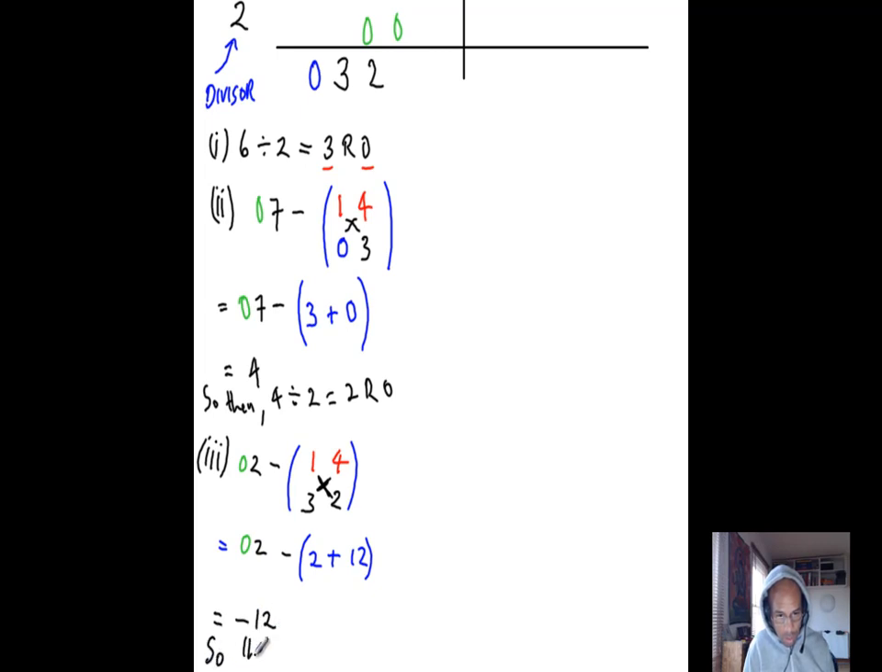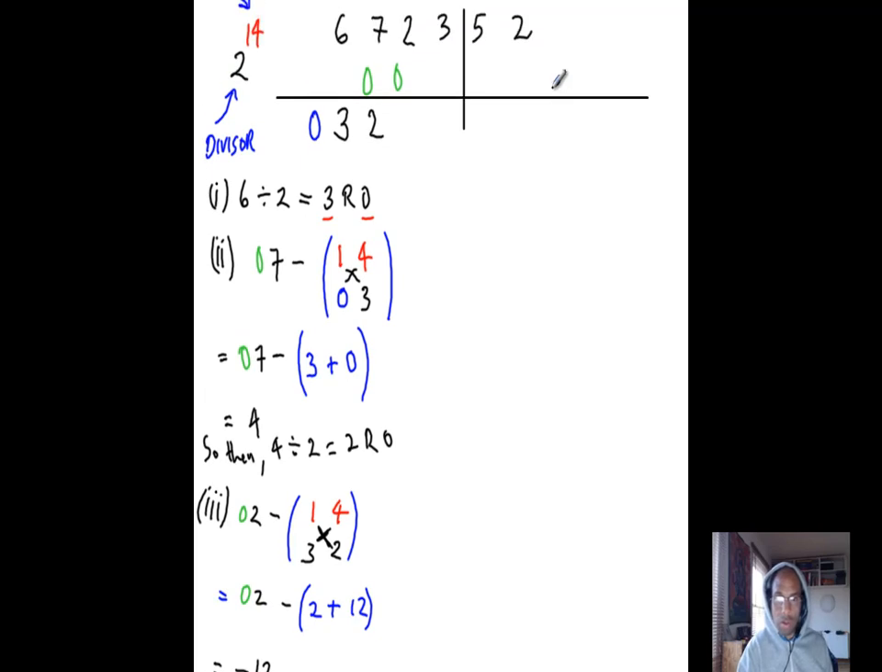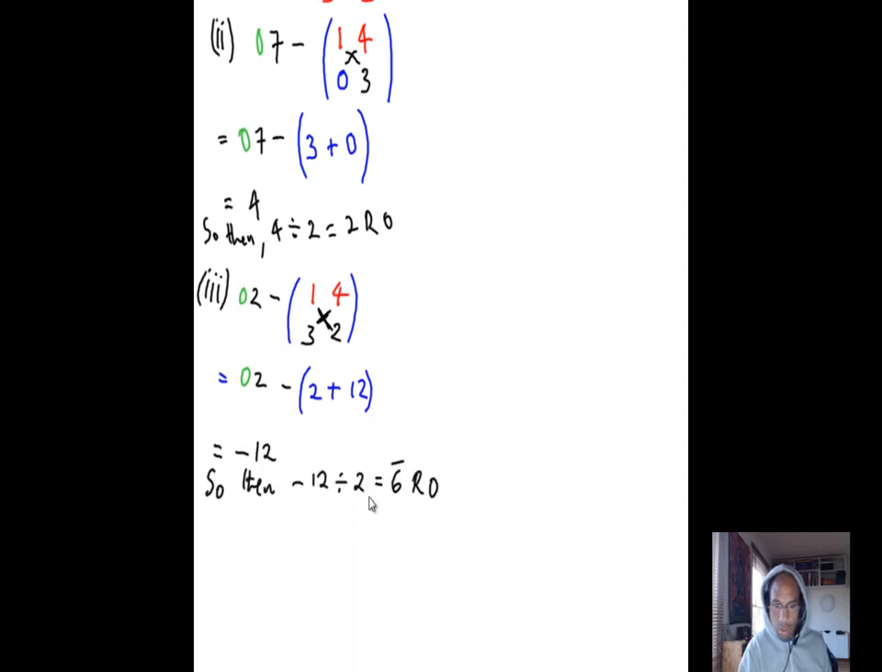Okay, so then minus 12 divided by 2 is equal to 6, remainder 0, except that 6 is minus 6. So let's drop the 6 in the right place, and let's put the remainder 0 at the top, prepend it to the 3. Have we got any more space at the bottom there? Yeah, we have. So we're on the 4th stage now.